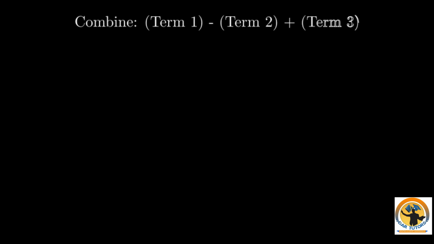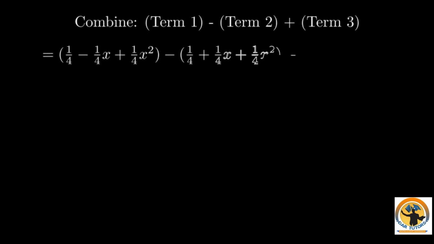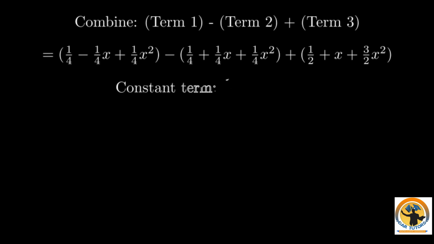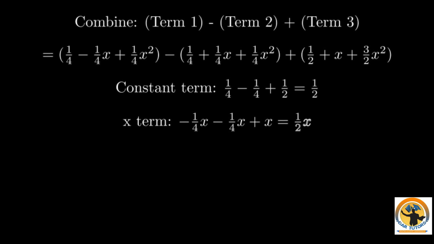We need to add the expansion of the first term, subtract the expansion of the second term, and add the expansion of the third term. Let's group the terms by powers of x. For the constant term, we have 1/4 minus 1/4 plus 1/2, which equals 1/2. For the x term, we have negative 1/4 x minus 1/4 x plus x. This simplifies to 1/2 x. For the x squared term, we have 1/4 x squared minus 1/4 x squared plus 3/2 x squared. This simplifies to 3/2 x squared.